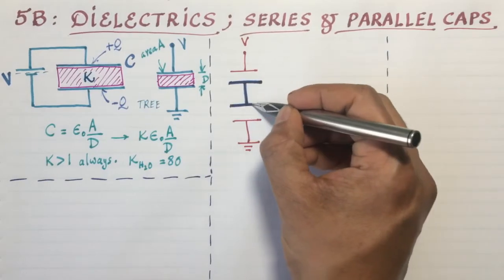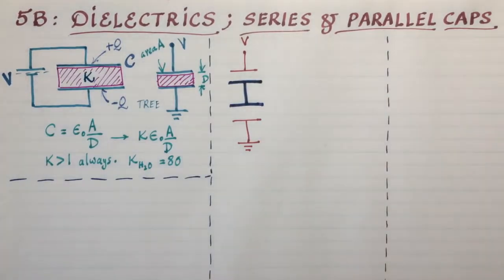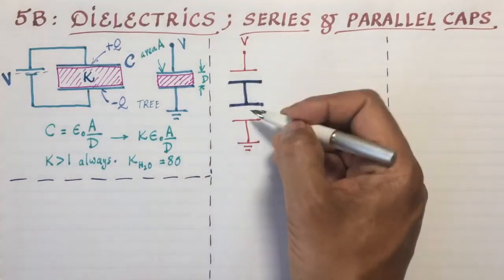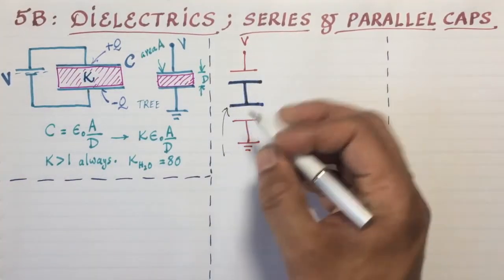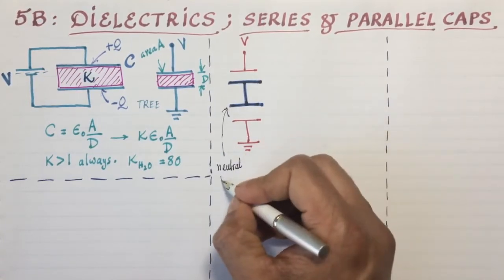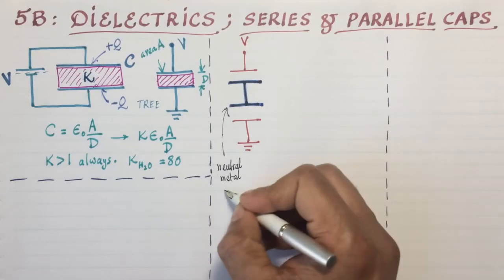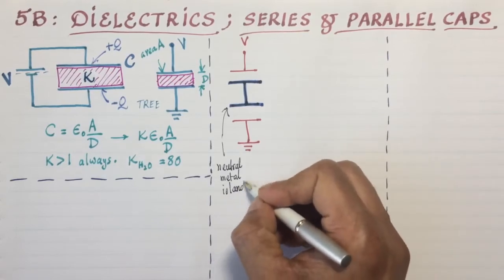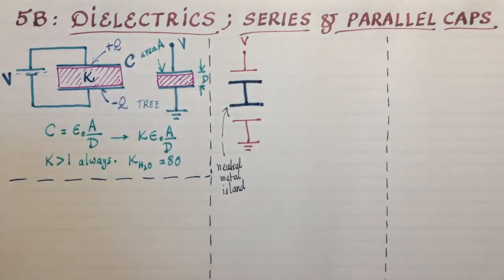It looks like H if you look at it from sideways. And that letter H is suspended in the middle of nowhere. So I like to call that a neutral metal island. It's not touching either plate. So that's a neutral metal island, which means that it is unaffected by what goes around it.